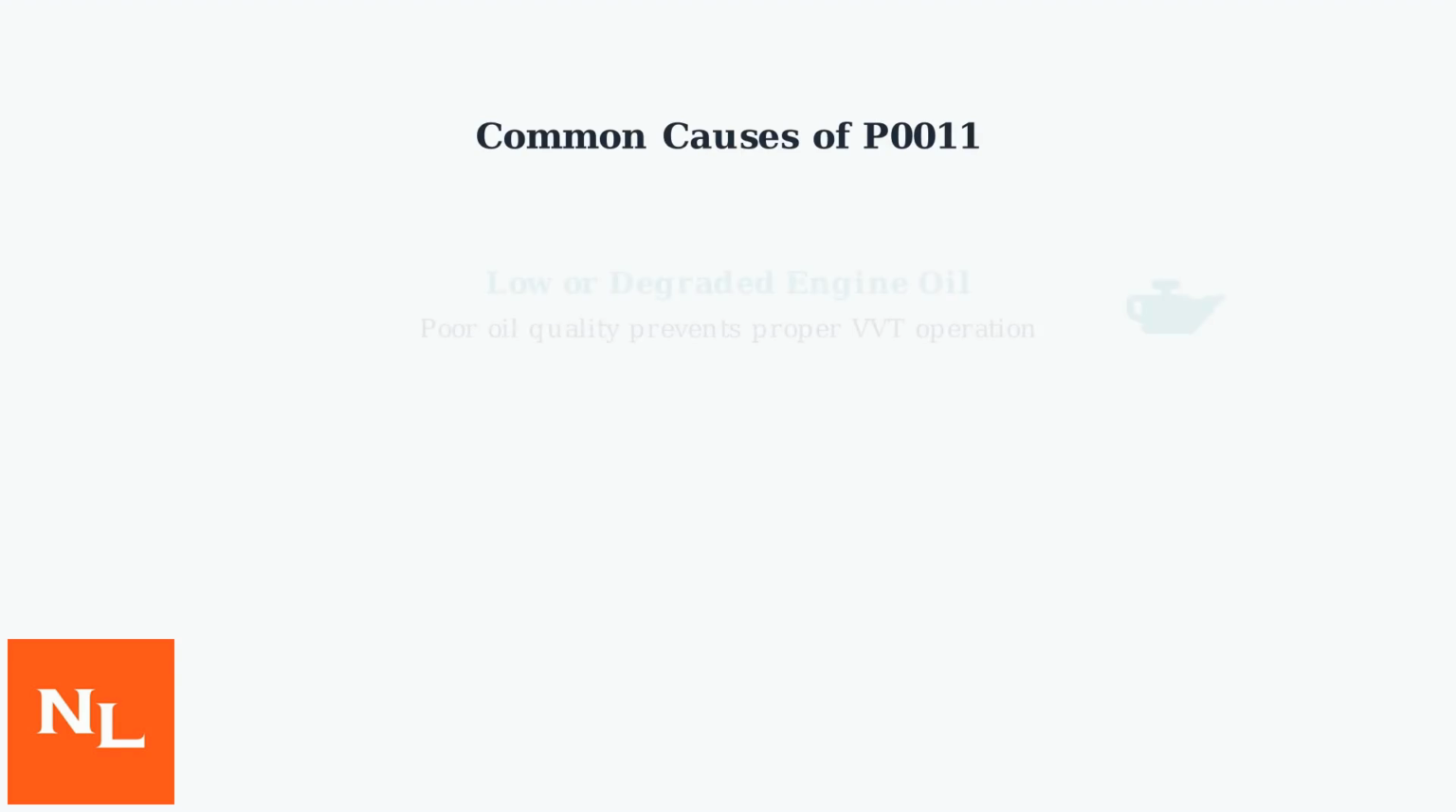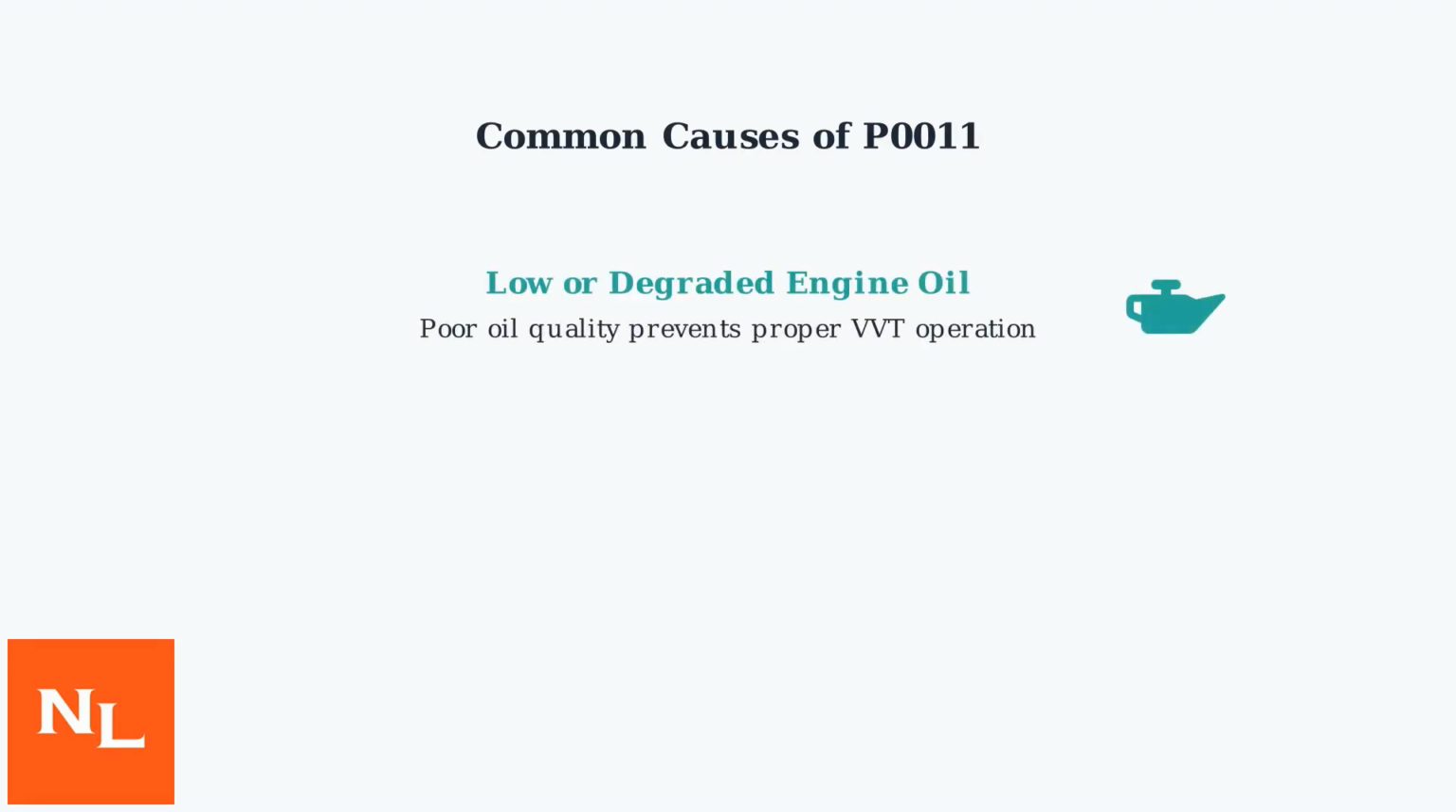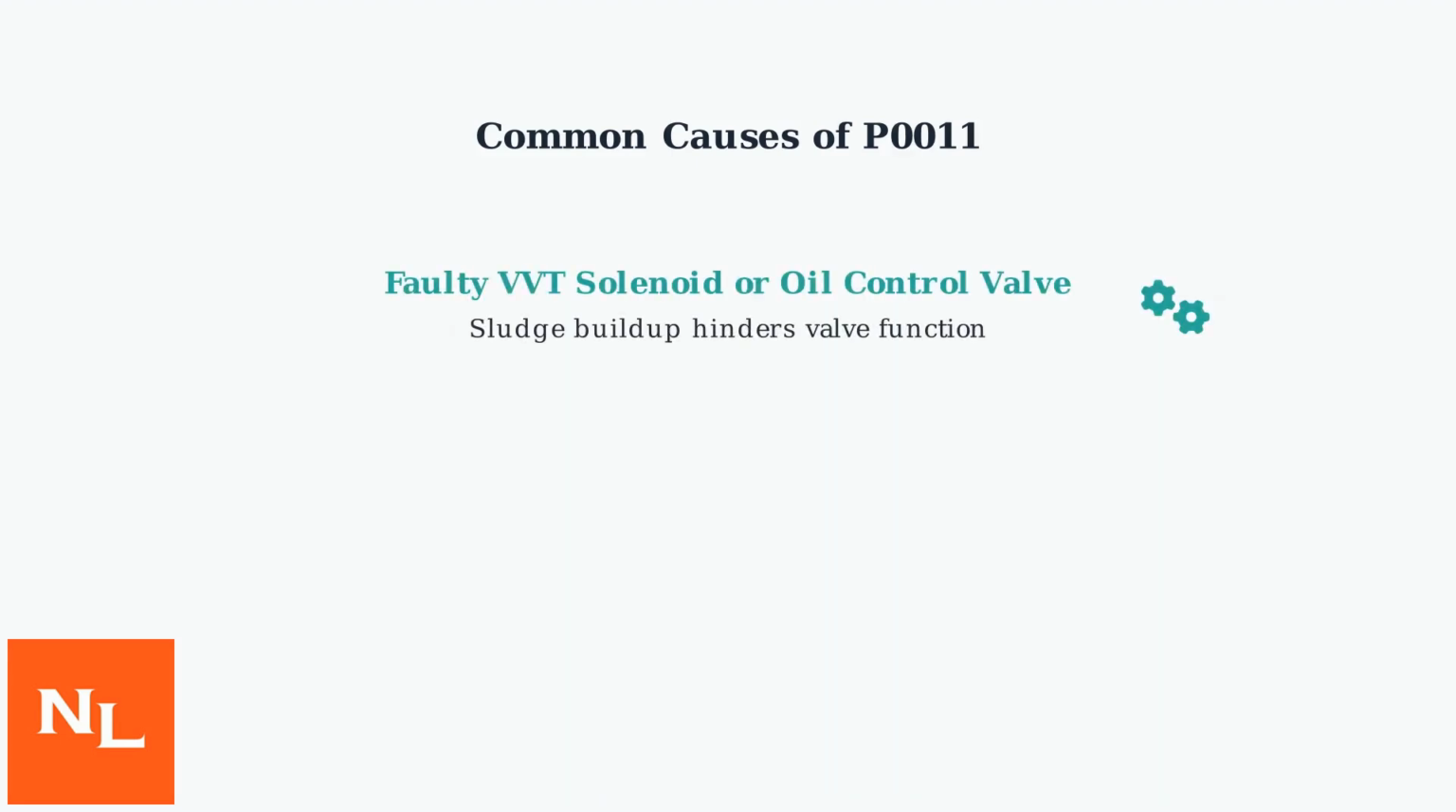Several factors can cause a P0011 code. Low or degraded engine oil is a frequent culprit, preventing proper variable valve timing operation. Faulty VVT solenoid or oil control valve due to sludge buildup can also trigger this code.